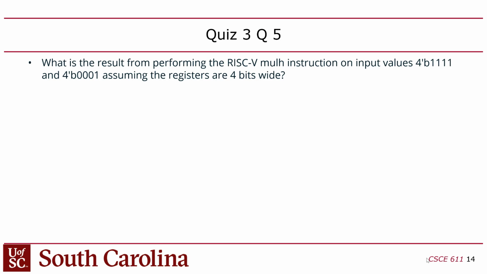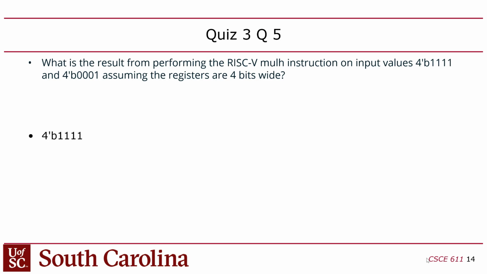-1 is all 1s. So the high part of that would be all 1s, right? That would be the sign bit. But if it's unsigned, if we had done a mulhu, then we're now multiplying 15 times 1, which is just 15, in which case the upper 4 bits would all be zeros, right? So this problem illustrates why you have to have an unsigned mulh versus a signed mulh.